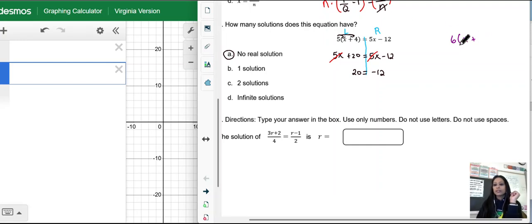Sorry, let me do 2 equals 3 times, I don't know, 2x plus 4. Let's say I have something like this, okay?